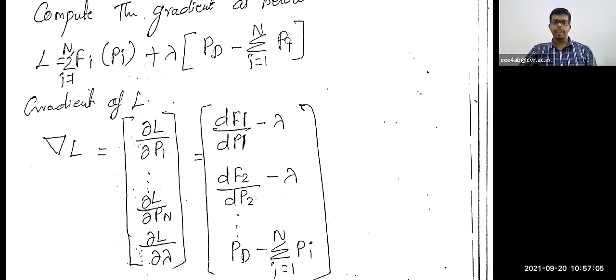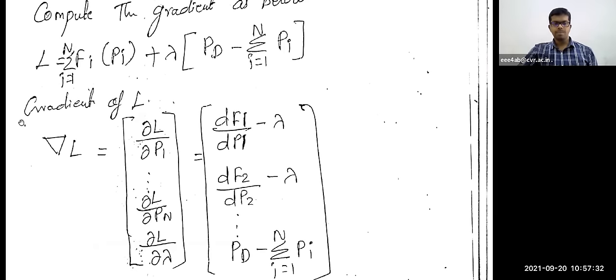So lambda into 0 minus 1. This PD term becomes 0. So lambda into 0 minus 1, and after simplification it comes like minus lambda. So df1 divided by dp1 minus lambda. Simply like that we have taken it. Otherwise you need to differentiate and find this value as well. You differentiate and find this value, or otherwise directly you can take it.